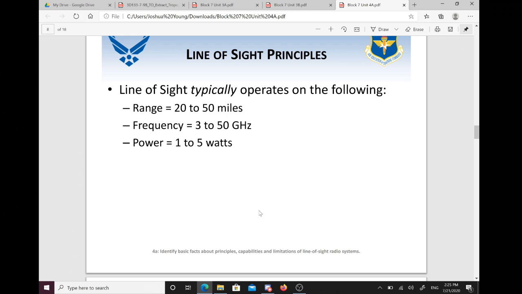In line of sight, will typically operate on the following parameters. Your range in any line of sight system will typically be somewhere between 20 to 50 miles. Your operating frequency will typically range from 3 to 50 gig. And then your nominal power out will range between 1 to 5 watts.